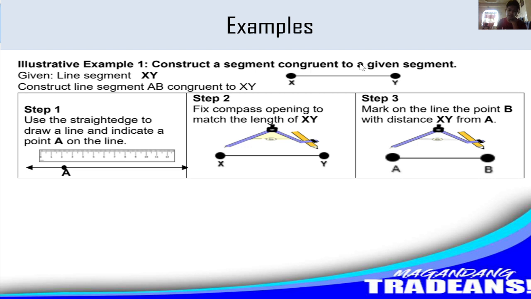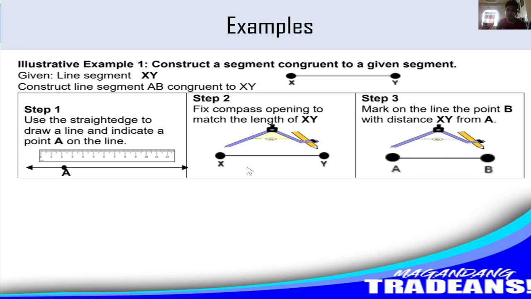So of course, you are going to use your ruler and draw a line and indicate a point A on the line. So mag-draw daw kayo ng linya. Tulad nito, mag-draw kayo ng linya. Tapos maglagay lang ng point A dyan gamit ang inyong ballpen or lapis. Next, step 2. Fix compass opening to match the length of XY.